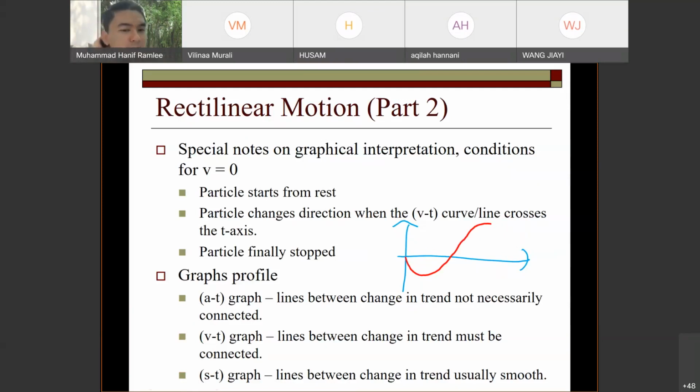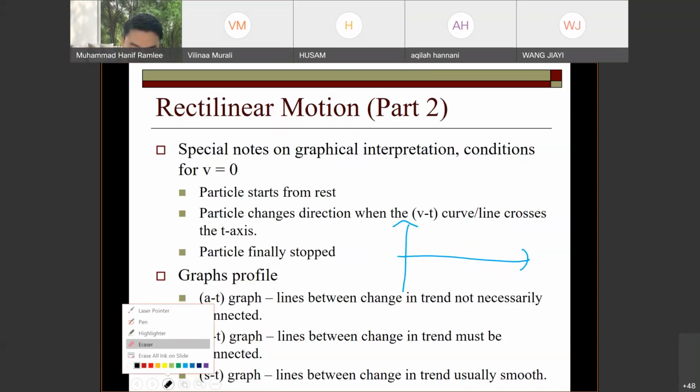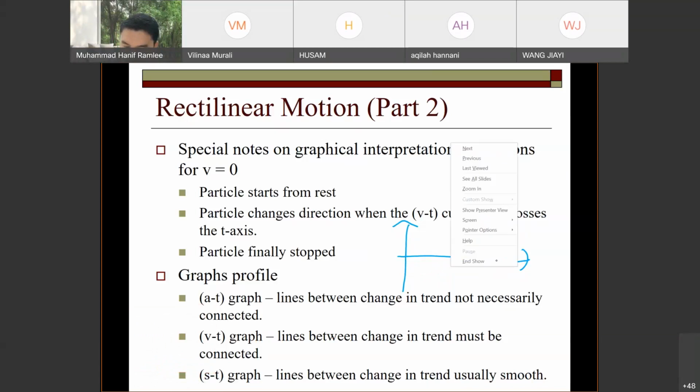Normally for the ST graph, the line should be like a quadratic equation. Follow the quadratic graph. Okay, and for the VT graph, let's say we have different changes like this one. For example, let me erase. I have 2 points. Yes, 4. So let's say we start it here. It should be smooth like this, for example.